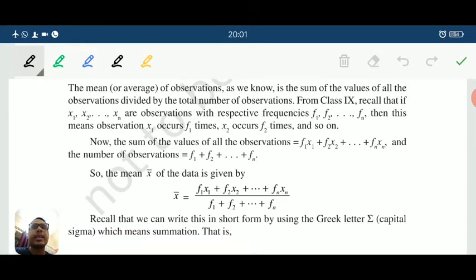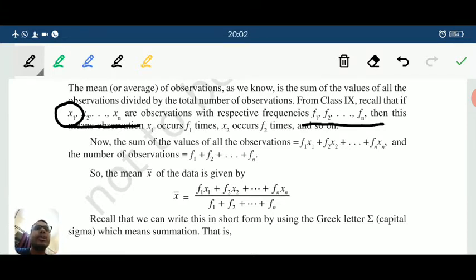Suppose we have the observations x1, x2, till xn. So it is n number of observations, and the respective frequencies will be f1, f2, f3 till fn. The respective frequencies means the number of times the given observation is repeated. Suppose x1 is repeated f1 times, x2 is repeated f2 times, till xn, which is repeated fn times.